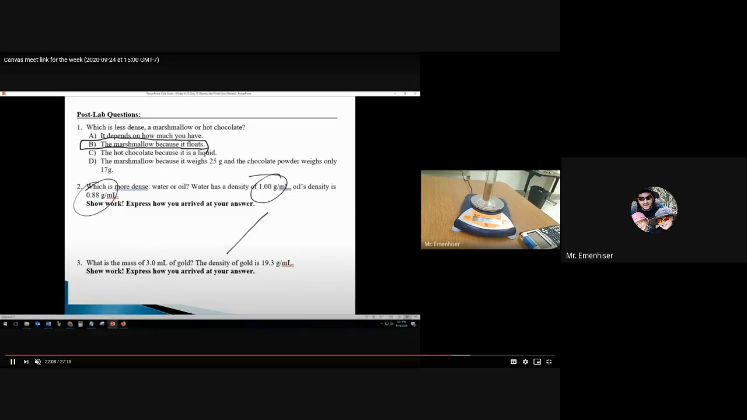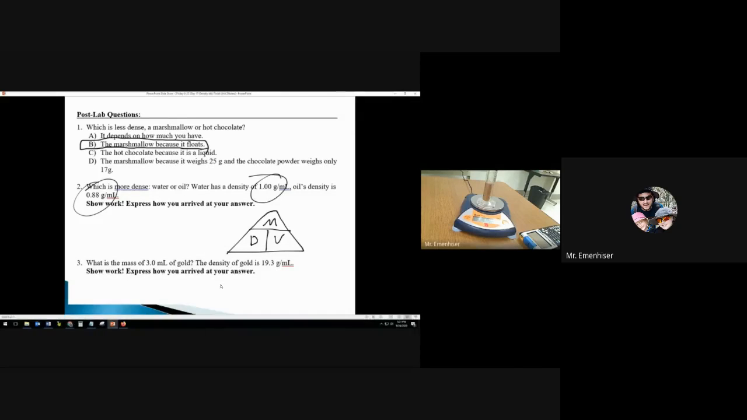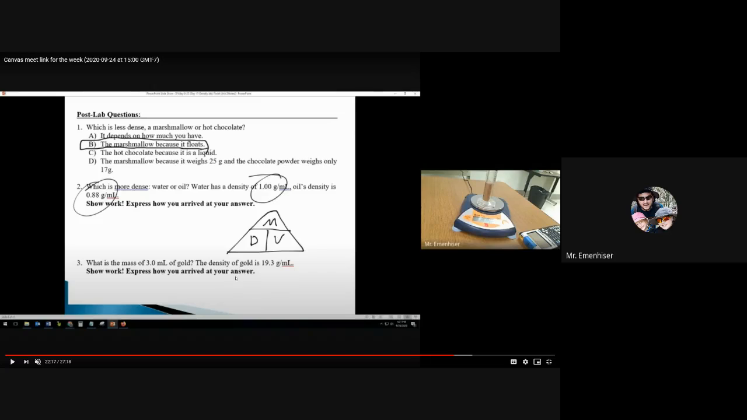All right, what is the mass of 3 milliliters of gold? The density of gold is 19.3 grams per milliliter. So what I'm doing right now is I'm writing the formula for density. Remember, it's mass divided by volume. I'm putting it in a triangle so that I can show you something. So you can use these triangles when you have a 3-membered equation. Okay, so you'll see these in chemistry a lot. You'll see them in physics if you take physics.